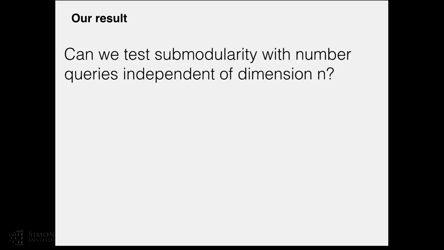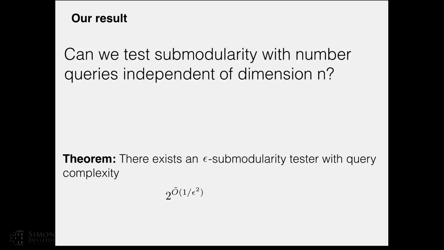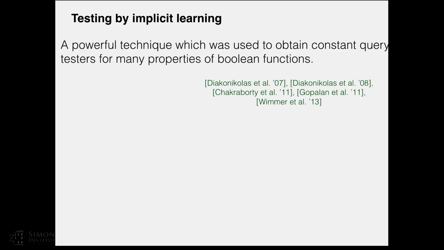So in this paper, we show that you can test submodularity using 2 to the power 1 over epsilon square queries. We achieve this by devising a testing by implicit learning algorithm. Testing by implicit learning is a very powerful technique which has been used to get constant query testers for many properties of Boolean functions. But all the existing techniques have the following limitations.